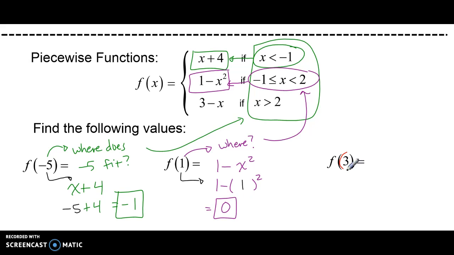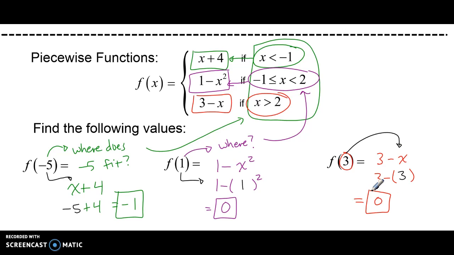And then last one, where does 3 fit? 3 fits here, so we're going to be plugging into that. We're going to be doing 3 minus x, where we're going to plug in 3 for x, and that also comes out to be 0. Remember, with functions, you can share an output. You can have the same output more than once, and that's not a problem. So although this is its own separate little topic, and it's only a little bit related to domain, because those inequalities on the right tell you the domain, it's a fairly easy topic. You'll be pretty successful at this pretty quickly.